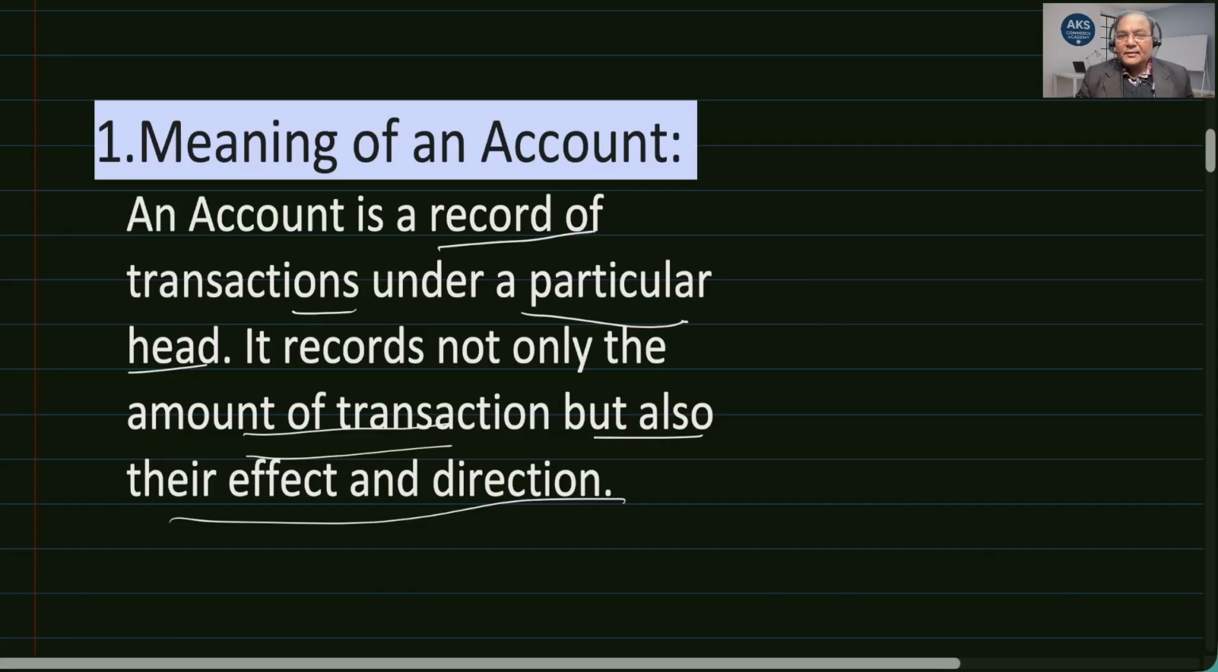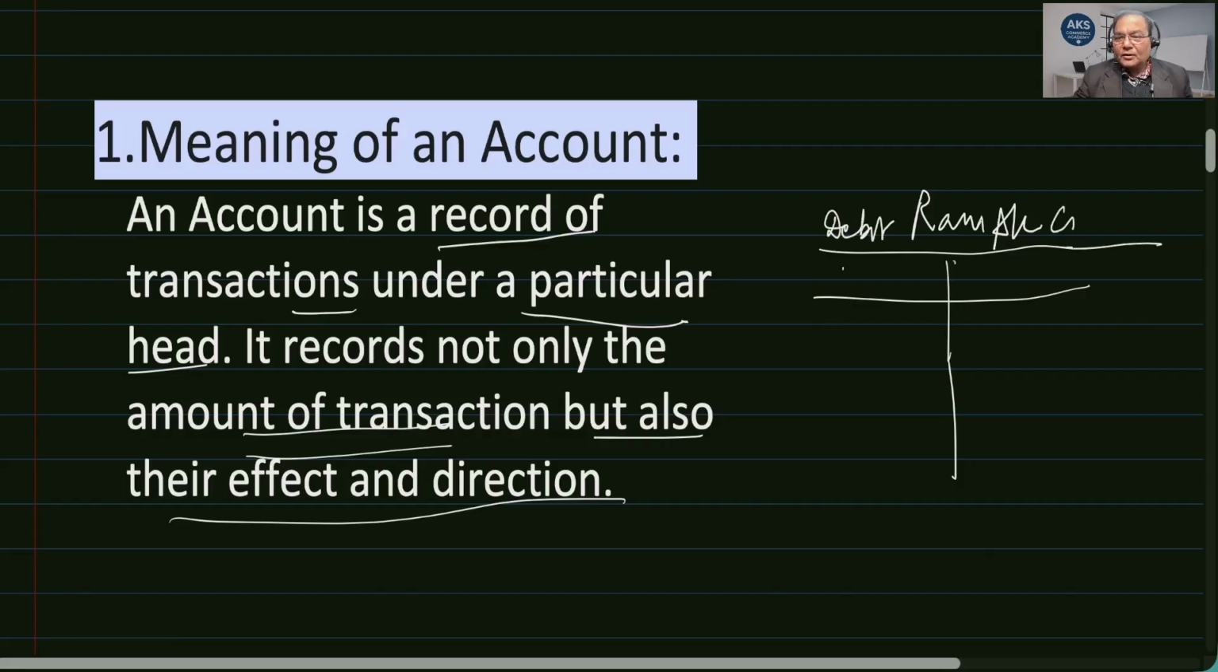So we will see, let's say there is Ram from whom some purchase has happened. So Ram account gets created. So this is Ram account. Now as per the account, entries are to be made. So this side of the account is called the debit side and this side of the account is called the credit side.